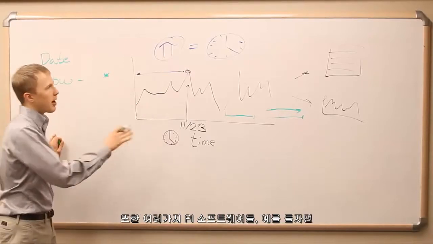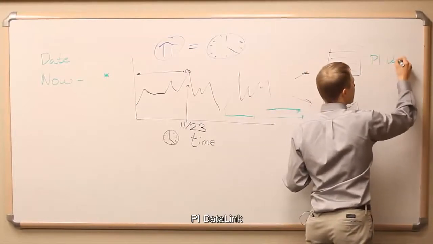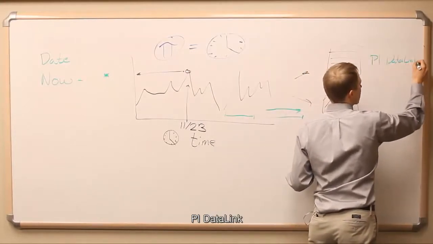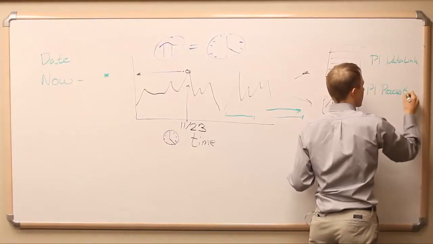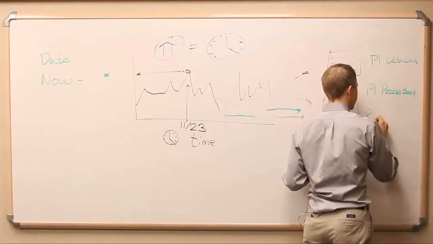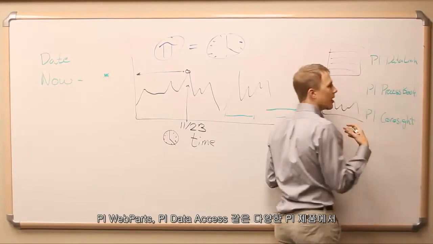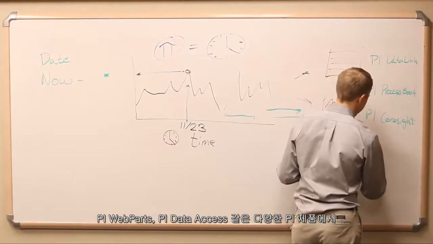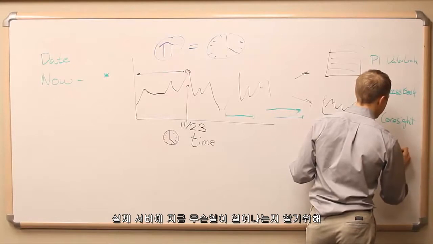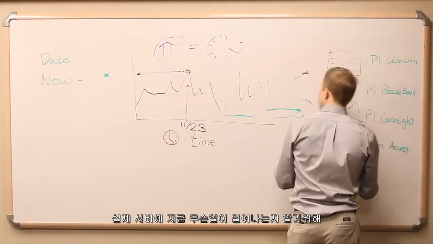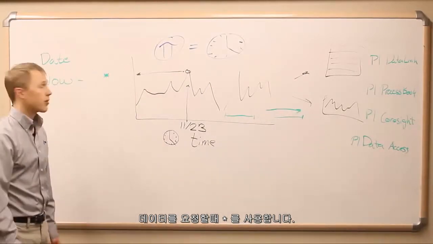So in a number of different PI pieces of software, like PI DataLink, PI ProcessBook, PI CoreSight, PI WebParts, PI Data Access, and whenever we're actually asking the server for data, we can usually use something like an asterisk to refer to what's going on right now.